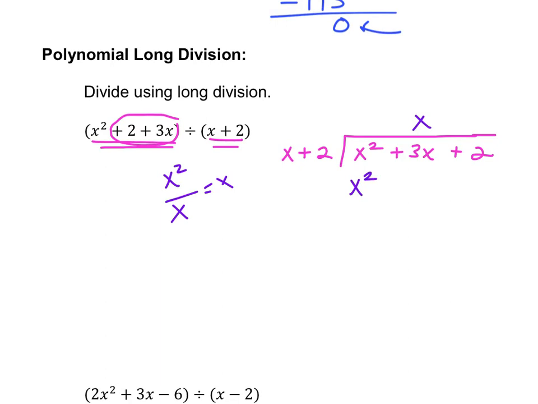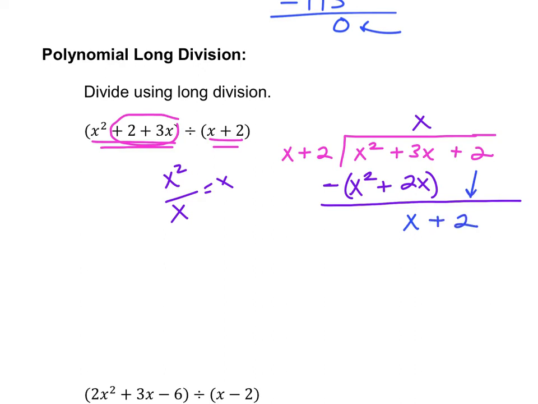And then we have to multiply it by this whole polynomial, so we also have to do x times the 2. So x times 2 is plus 2x. I am going to put parentheses around this to remind myself to subtract both terms. x squared minus x squared will cancel. So now I'm looking at 3x minus 2x. 3x minus 2x is a 1x. And then you carry down your next term, plus 2.